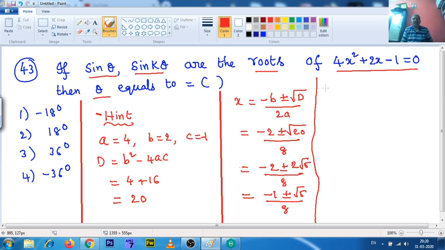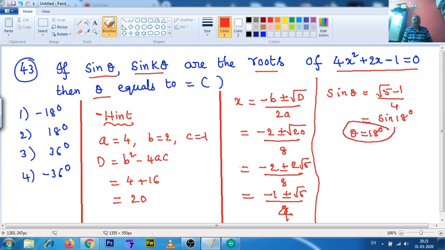So, here we have sin theta equals to, sorry, here we have 4 only. Sin theta is equal to root 5 minus 1 by 4, which is equal to sin 18 degrees, you know. So, that means theta is equal to 18 degrees. Theta value is 18 degrees. Okay. So, now the second option is the right option.